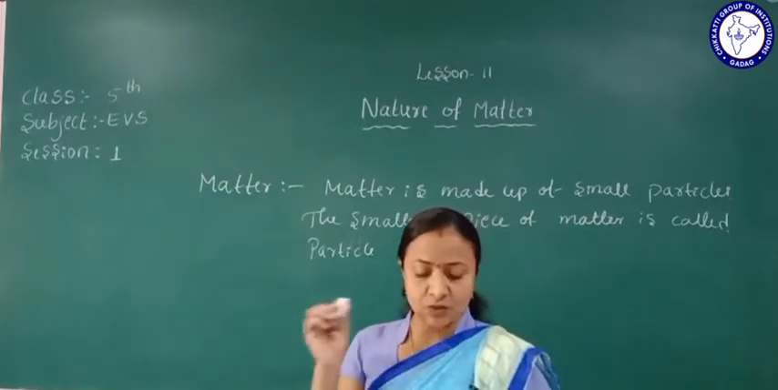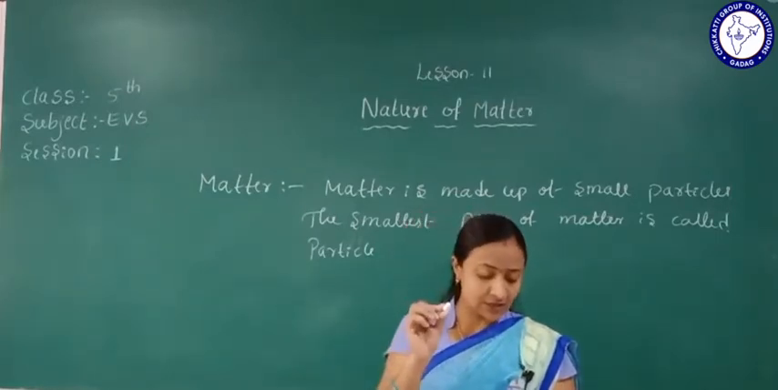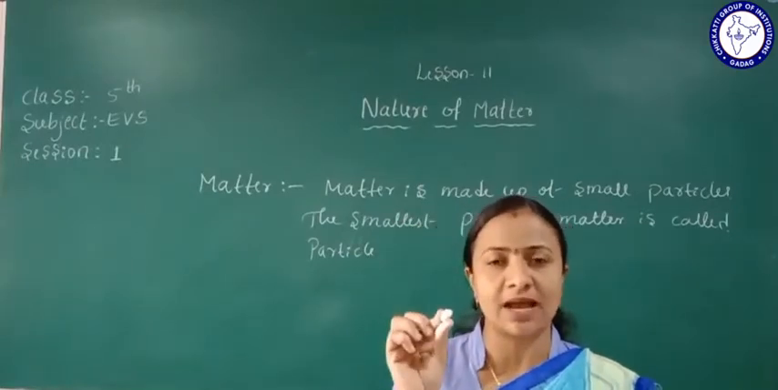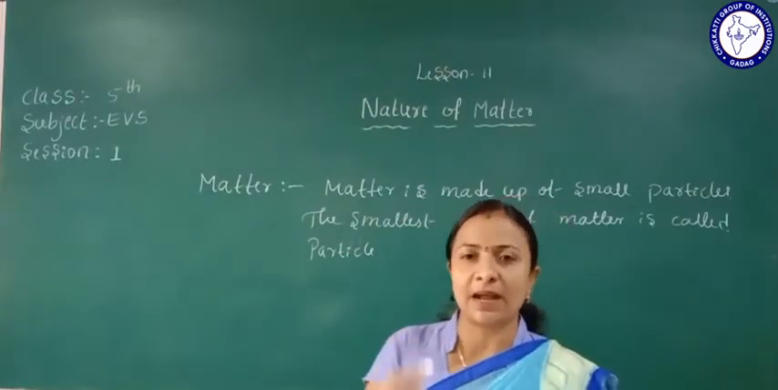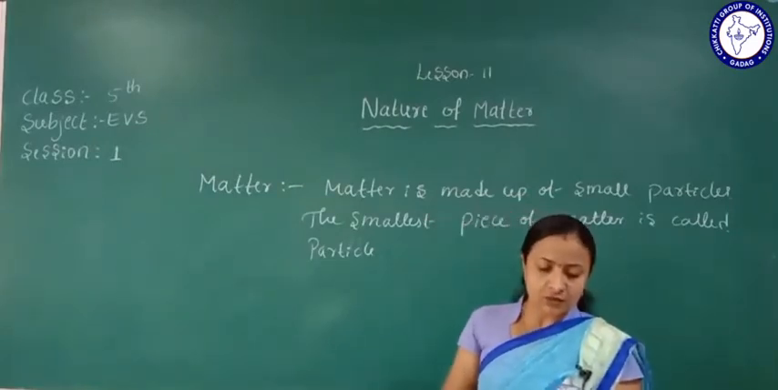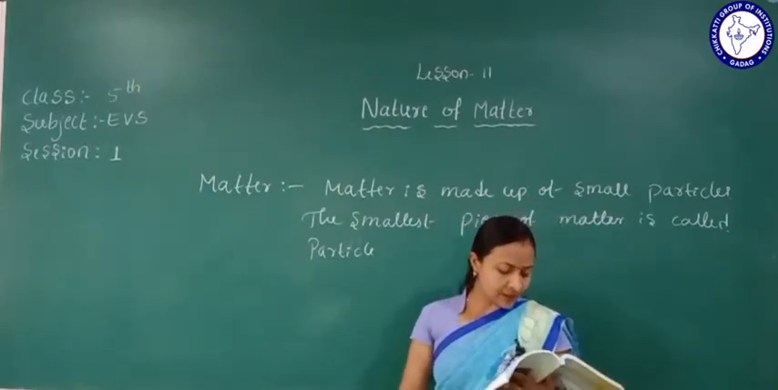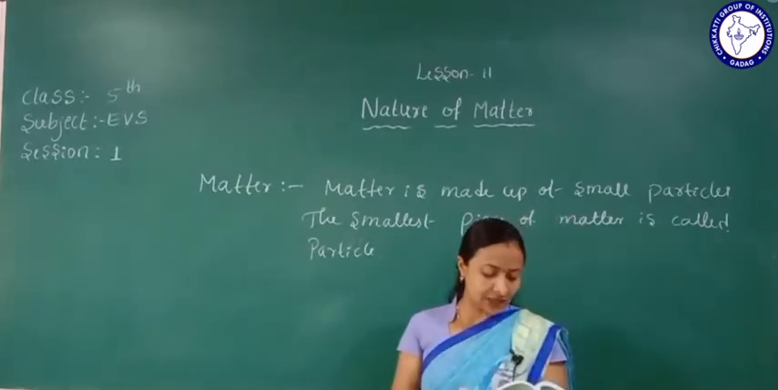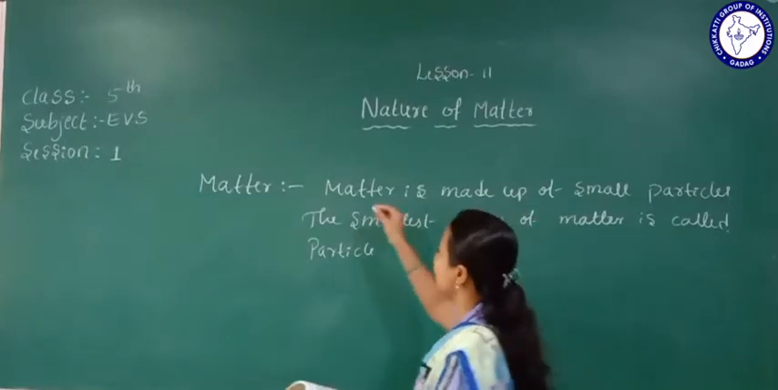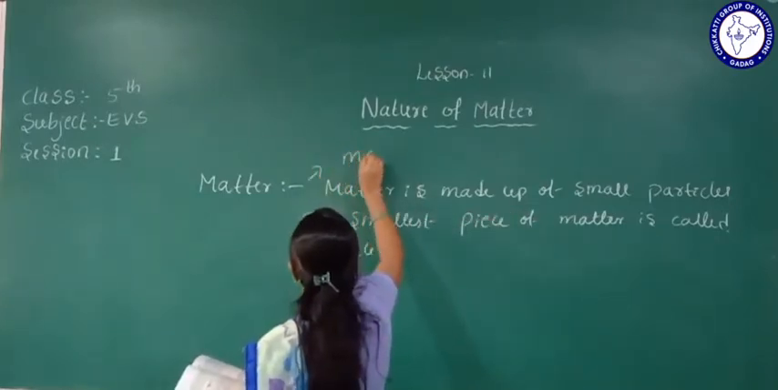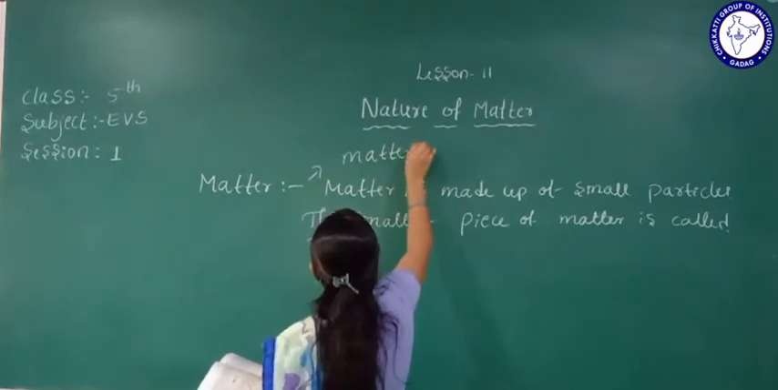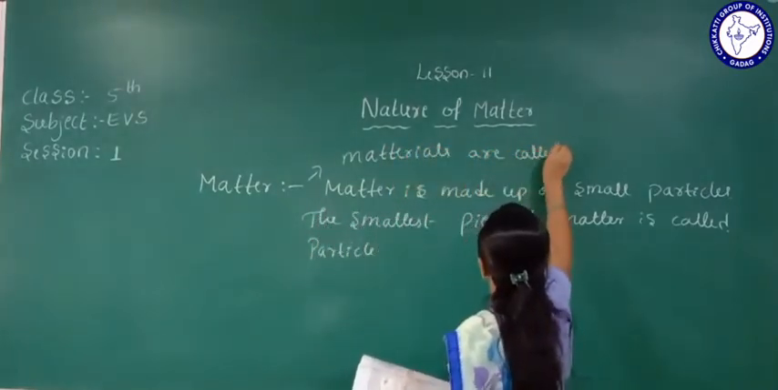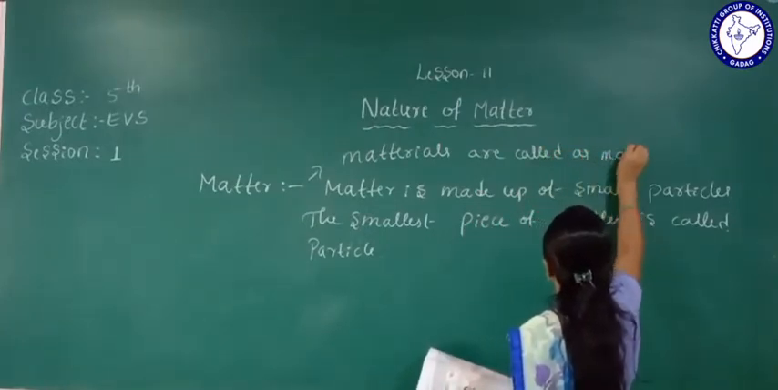Hence, matter is said to consist of invisible particles. First we can't see them, but after they make up the matter, the particles become visible. Understood? So here we understand what matter is. Matter is made up of small particles, and scientifically materials are called matter. What can we call materials? Everything you can take, materials are called matter.